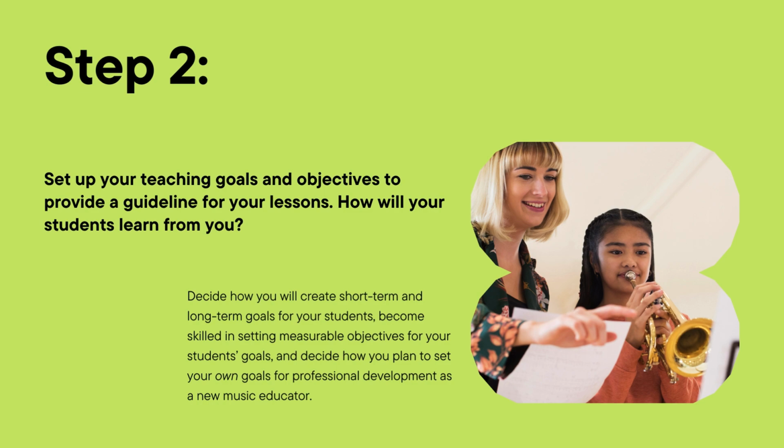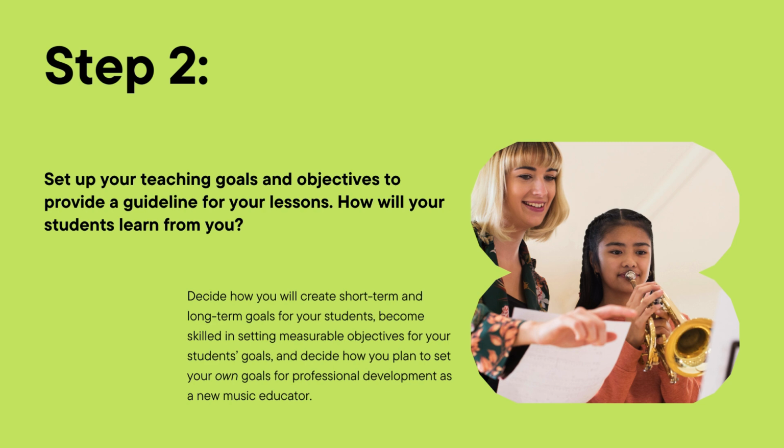Step 2, set up your teaching goals and objectives to provide a guideline for your lessons. How will your students learn from you? Establish clear, achievable teaching goals. Short term goals might include specific skills or concepts you want your students to master within a lesson. Long-term goals could involve broader outcomes such as developing critical thinking, fostering a love for the subject or composer or style of music, or preparing your students for future academic or career success. Maybe they want to become a professional musician, just like you. Clear goals help guide your planning and your instructional strategies.